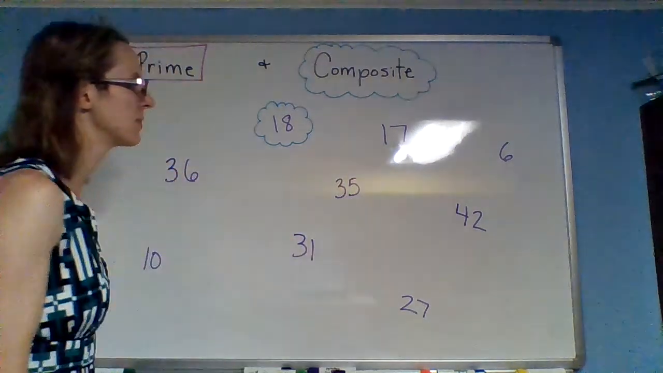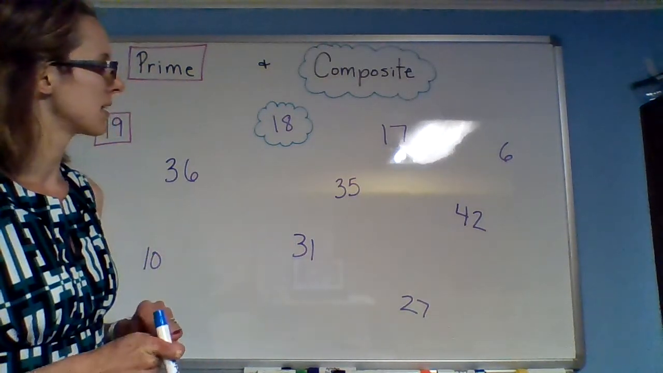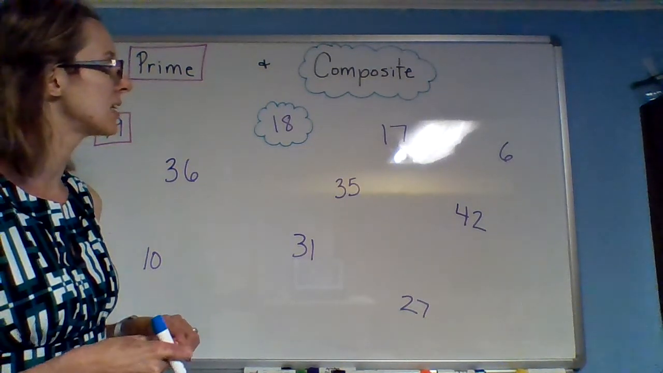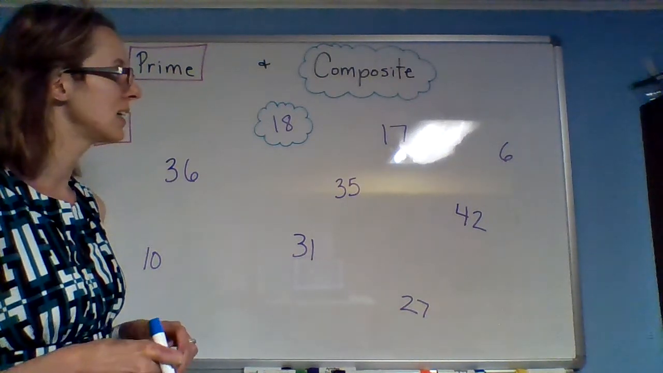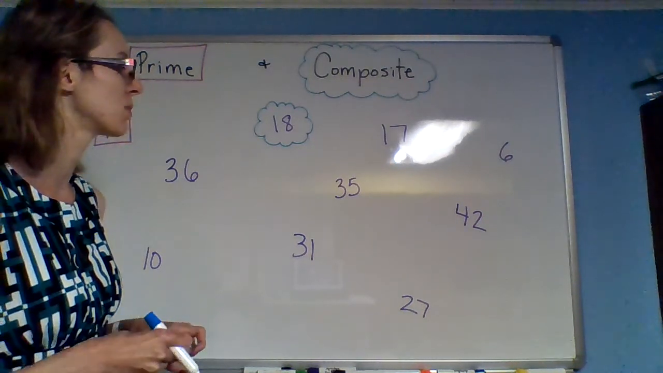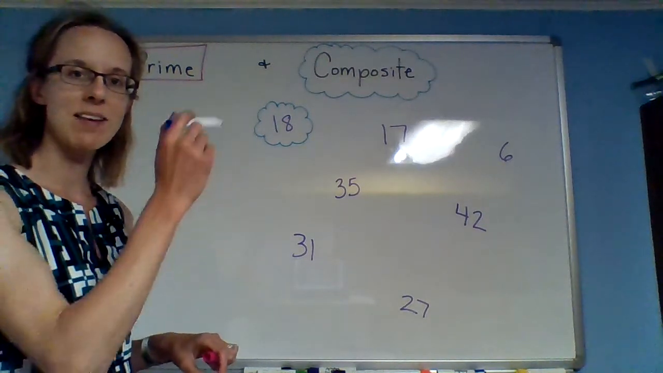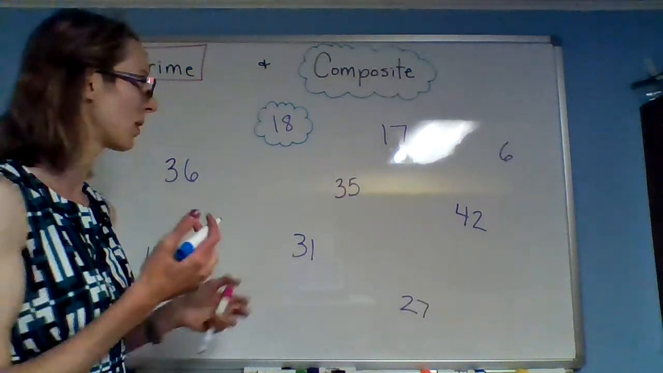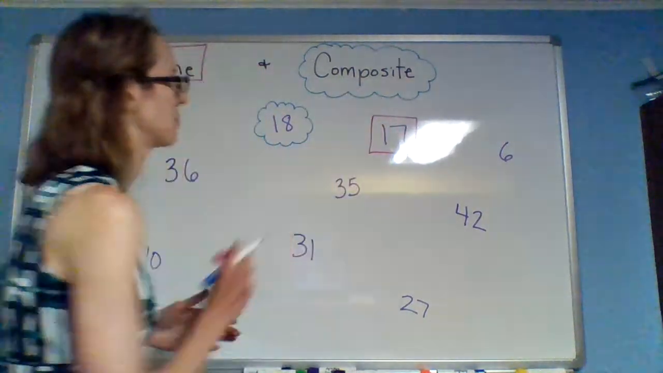17. It's not even, so that means I have to check some other things. I'm thinking 3. 3 times 6 is 18. 3 times 5 is 15. 4 times 4 is 16. 4 times 5 is 20. 5 times 3 is 15. 5 times 4 is 20. I've already looped back around. See, when I'm checking my factors, I already got to the point where I'm checking things that I've already checked by saying 4 times 5 and then 5 times 4. That means that I have found another elusive prime number.